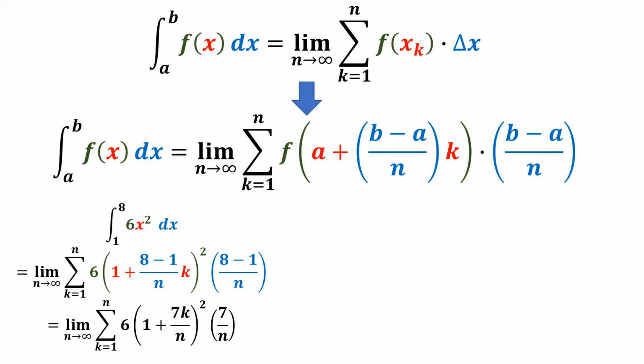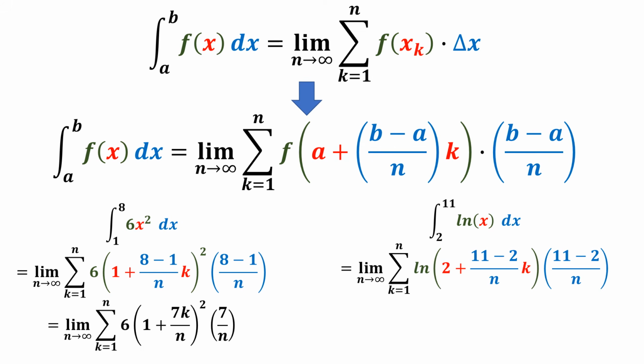Another example is the definite integral of the natural log of x from 2 to 11. Again, we switch to the limit of the sum, and again we replace x with a plus delta x times k, and we replace delta x with (b minus a) over n. Finally, simplifying, we get this expression.